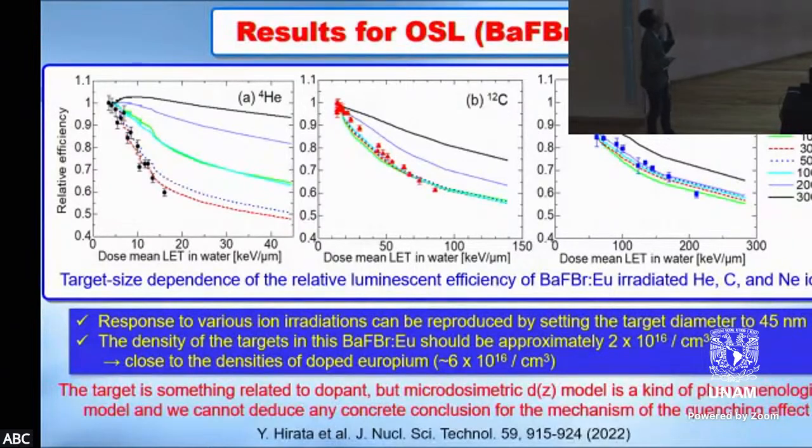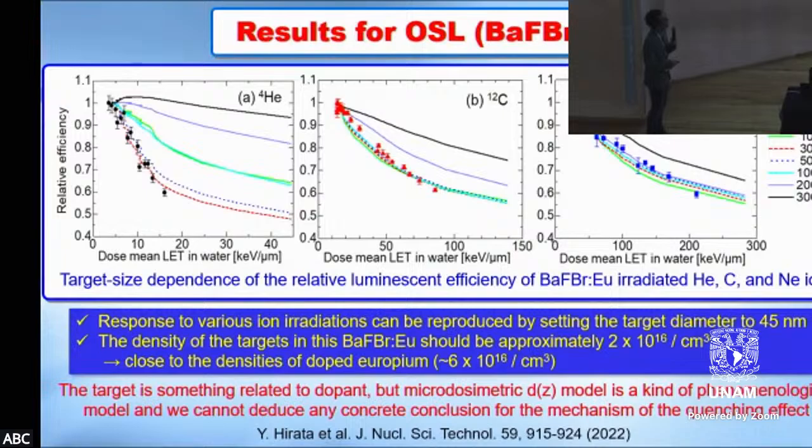And this is another result for the OSL. Under this case, we show the target size dependence. As you see, if we set the target diameter around 45 nanometers, we can reproduce the experimental data quite well. With this size, we can roughly estimate the density of the imaginary target in this detector, and it should be approximately 2 times 10 to the 6 per cubic centimeter.